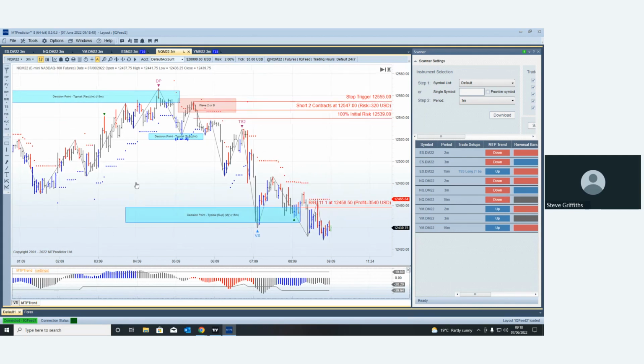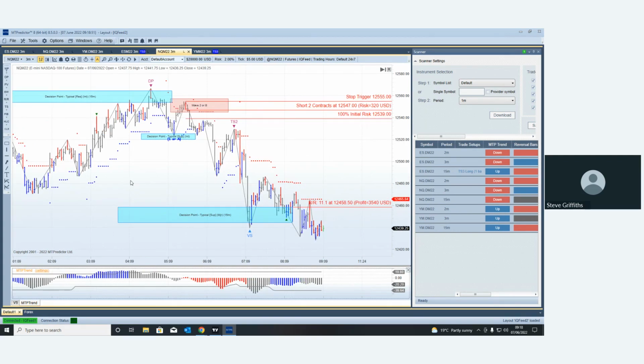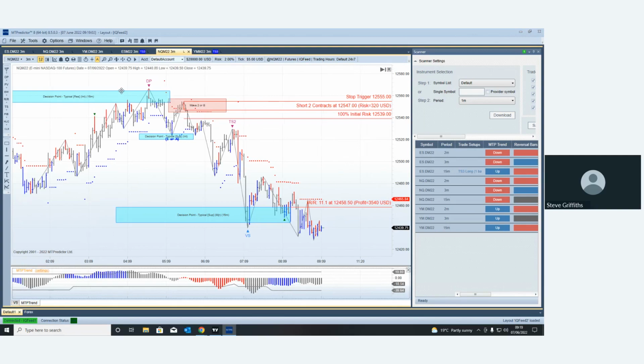So I just think this NQ example has encapsulated all the things that we're trying to do with MT Predictor. It's encapsulated using the higher time frame area to then look to take shorter term trades at the higher time frame reversal. It's then encapsulated looking to take trades that have fallen after the higher time frame resistance, in this case, i.e. reversal, into the next DP support or resistance, support in this case. So then taking trades in the direction of the large degree trend.